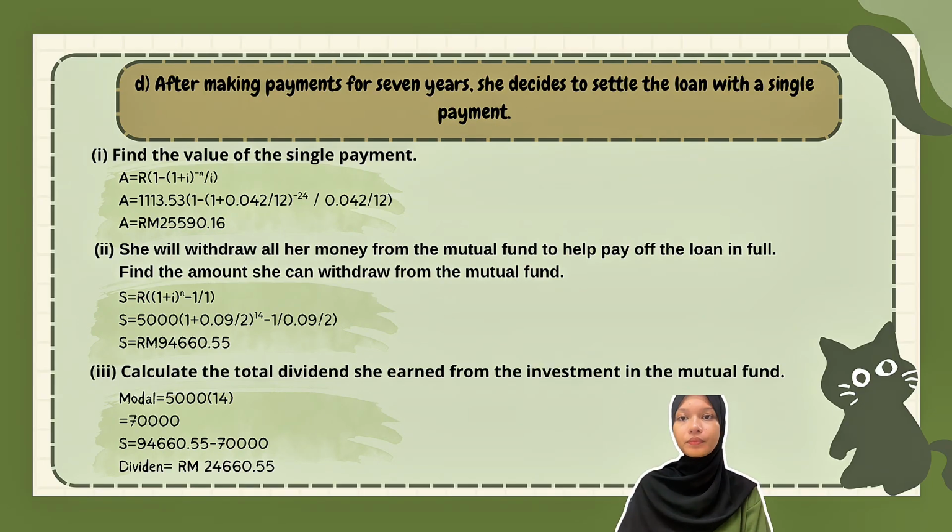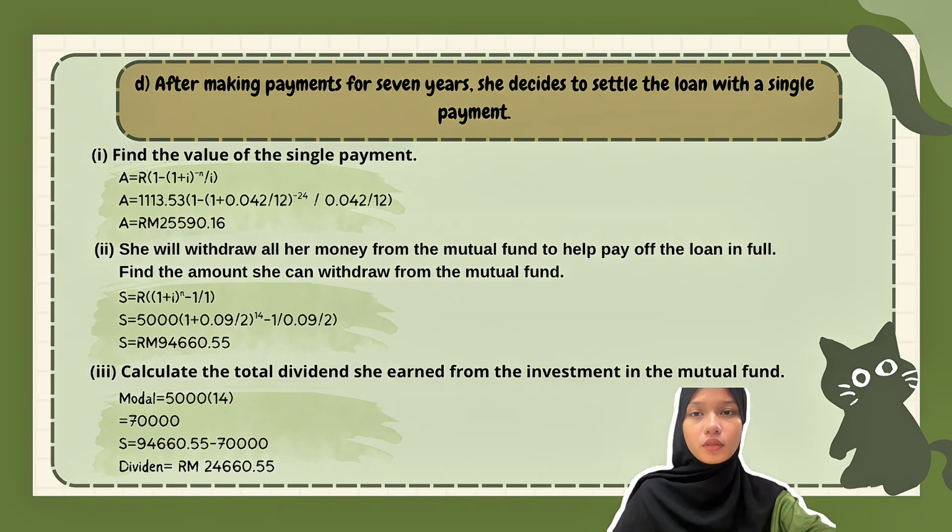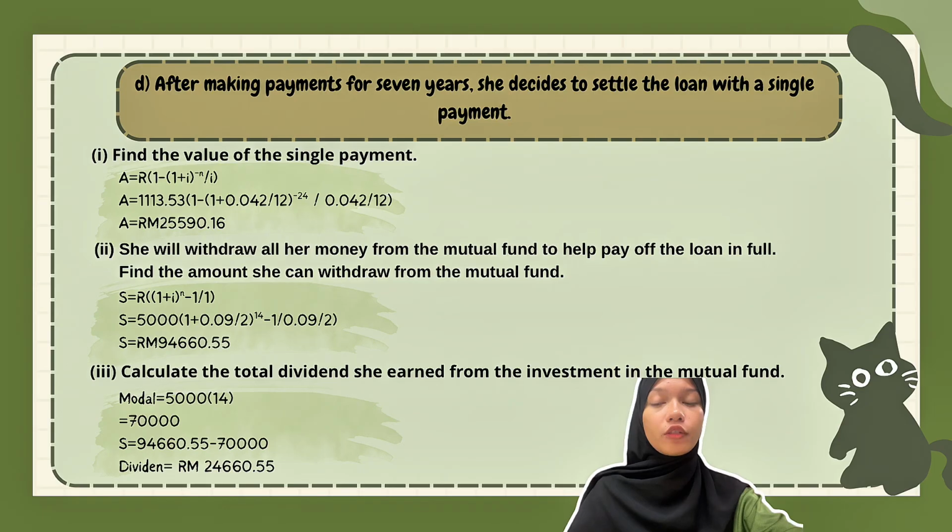94,660.55 ringgit. Lastly, for question 3, calculate the total dividend she earned from the investment in the mutual fund. To determine the dividend earned, we first calculate the total contributions, which is the capital, using the formula capital equals R times n, where it is 5,000 multiplied by 14. Thus, the total contribution amounts to 70,000. To find the dividends earned, we subtract the total contributions from the future value. Dividend equals 94,660.55 minus 70,000. Therefore, the dividend earned is 24,660.55. That's all from us.